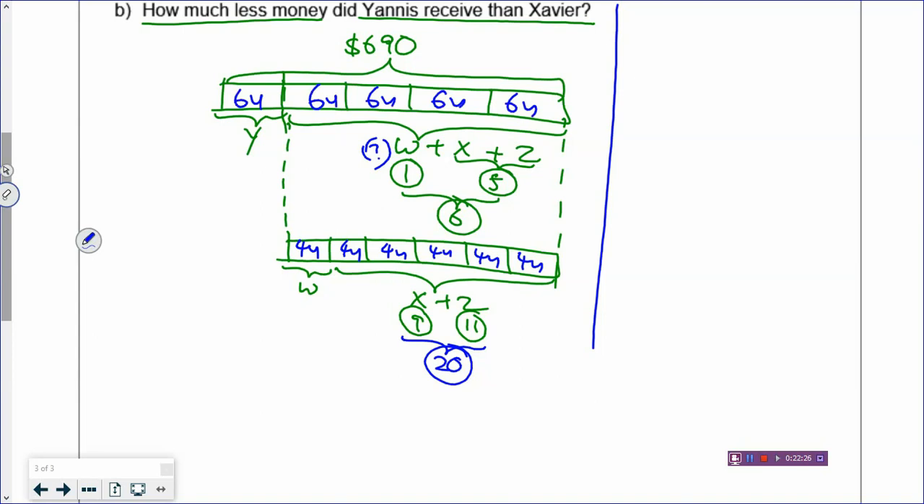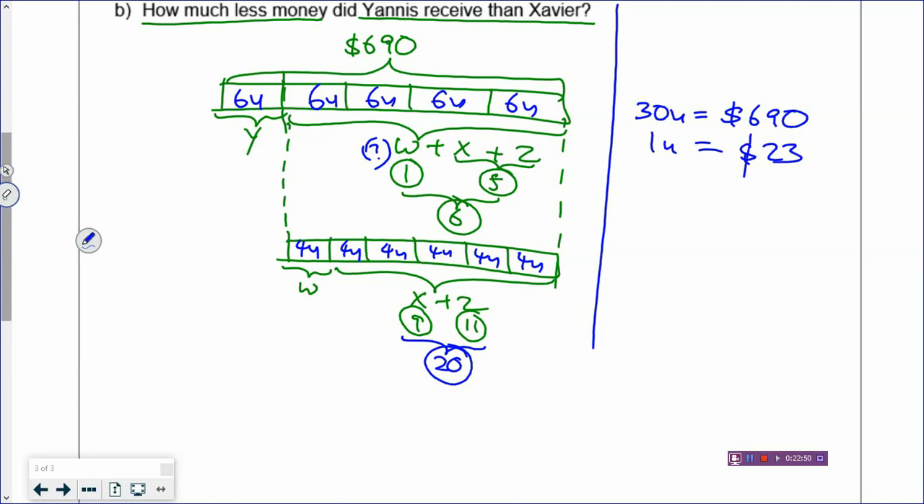Then you can see that all the money is how many units? So you have 5 boxes of 6 units. That will be 30 units altogether, and that is $690. So what is 1 unit? So 1 unit will be 690 divided by 30. So you will get $23, which is 1 unit.